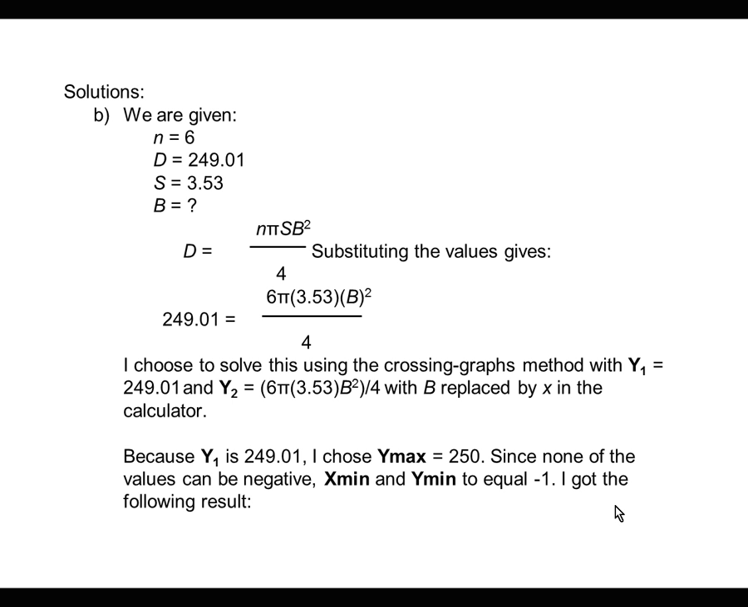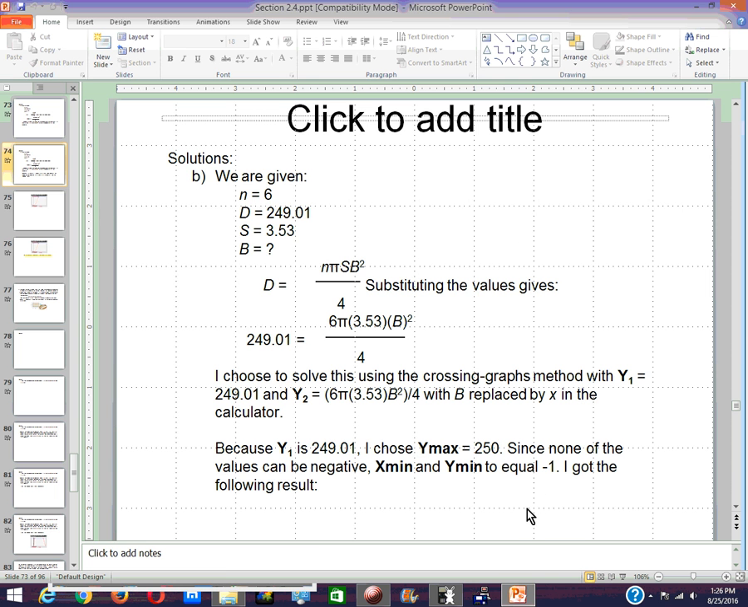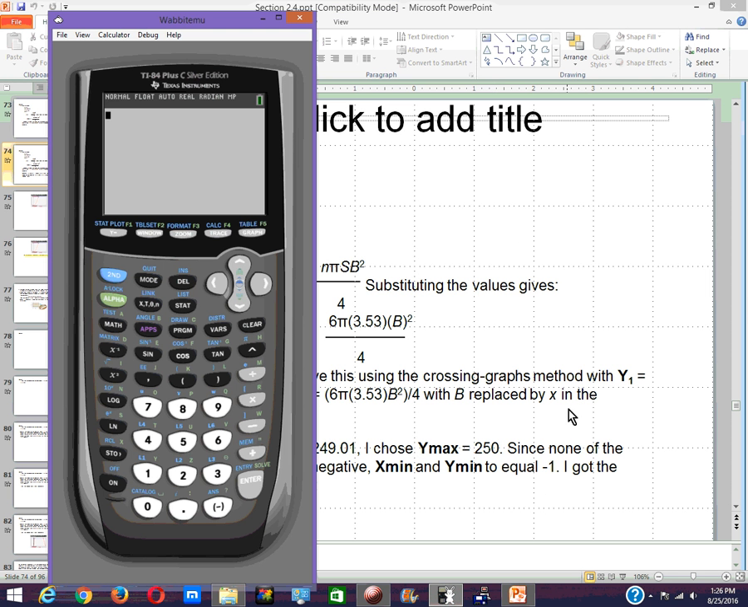Now again, the rather large number, I'm going to set my y max to be up to 250. Since none of the values can be negative, it doesn't make sense to have a negative bore, so I can set the x min and the y min equal to 0. Let me go ahead and change my Window settings. So window. Okay, I'm going to keep the x min at 0.